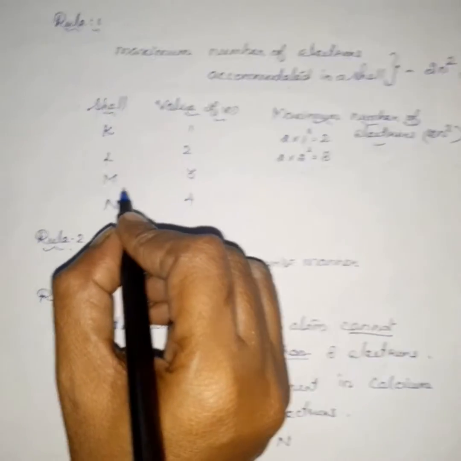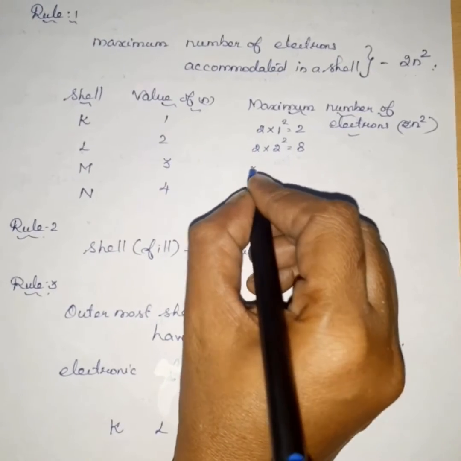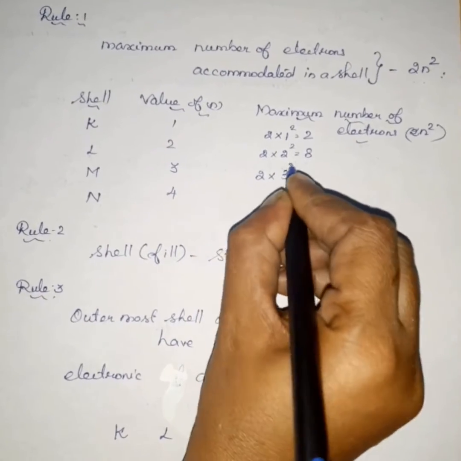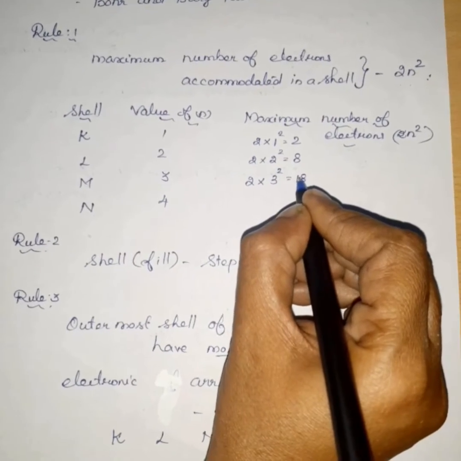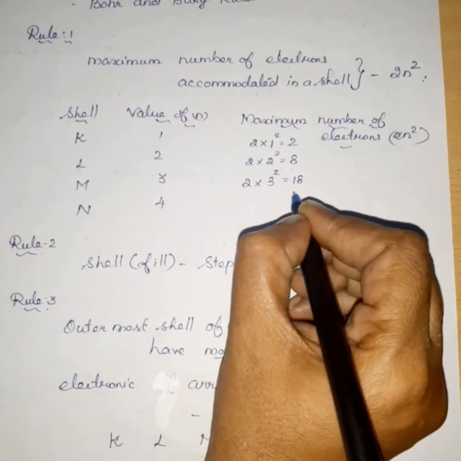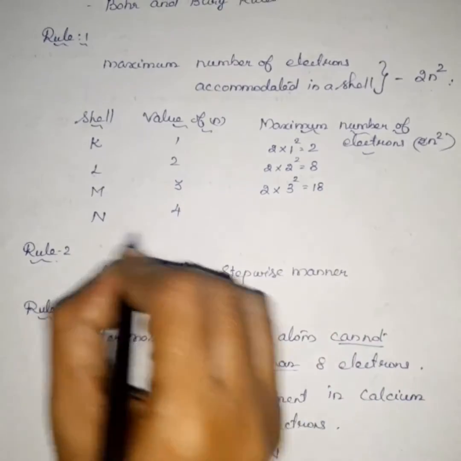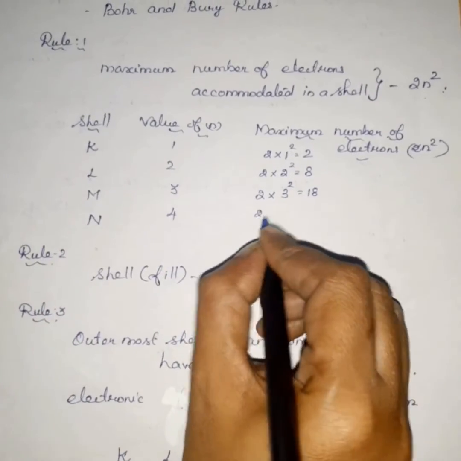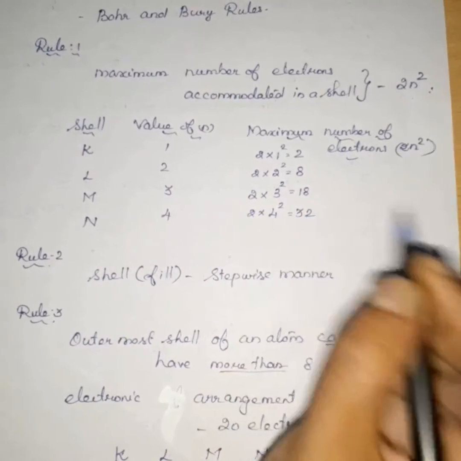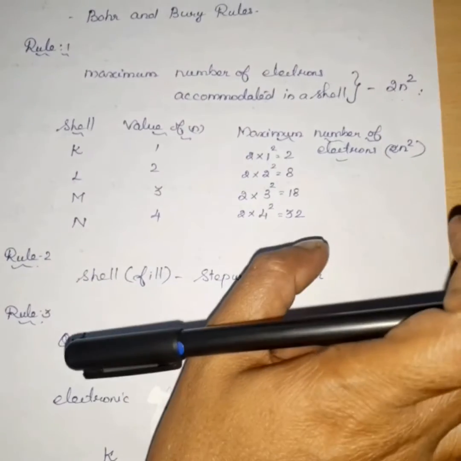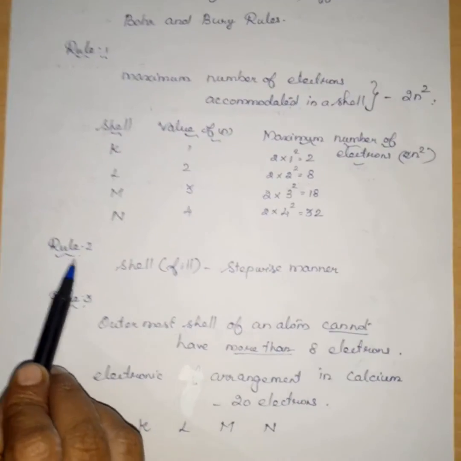Next one, M is equal to 3. So 2 into 3 square is equal to 18. 3 threes are 9, and 9 into 2 is equal to 18. Next, N is equal to 4. So 2 into 4 square is equal to 32. So the first rule, you clearly understand. Next we are going to study rule 2.